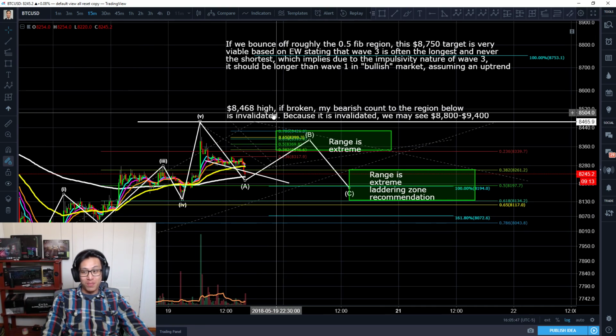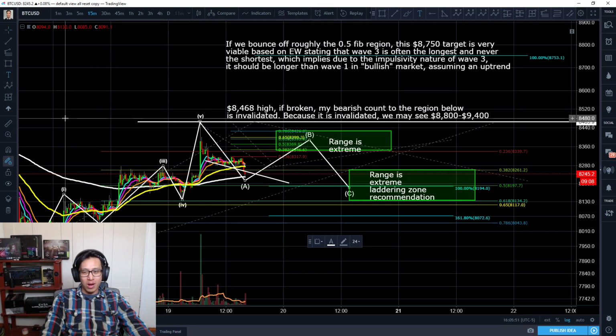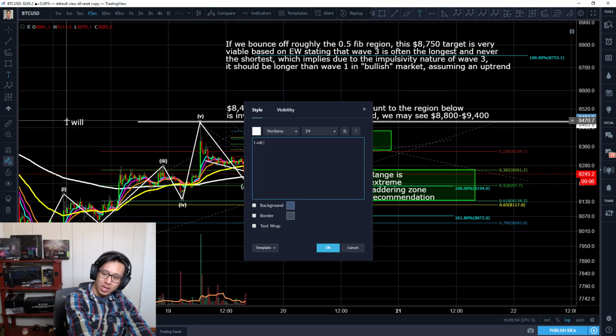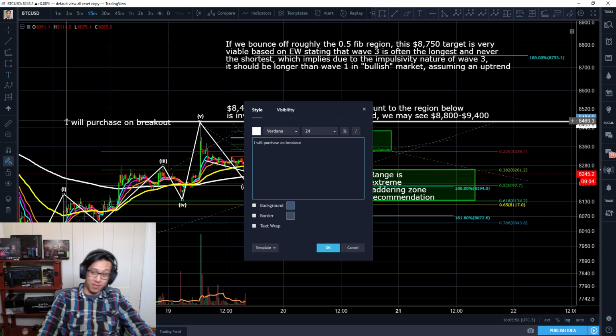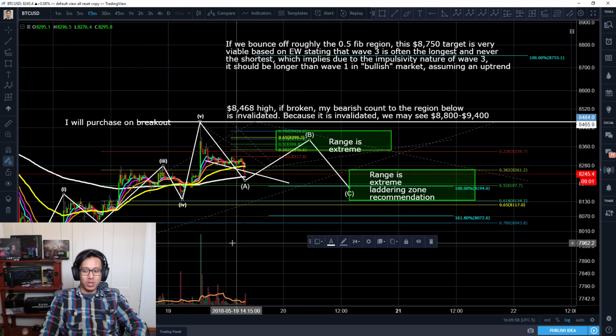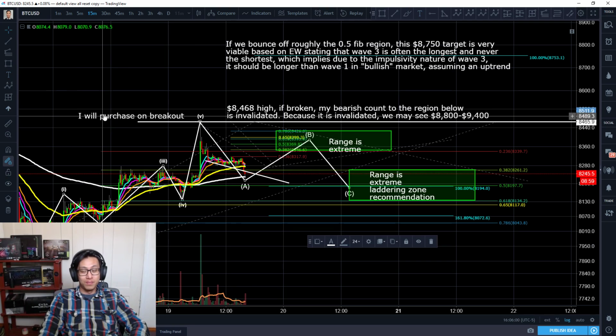So if it breaks above 84.68, that is definitely where I will purchase on a breakout. I will purchase on breakout. And I'm very confident to say that. So guys, I've got my plan. Do you have yours, right?